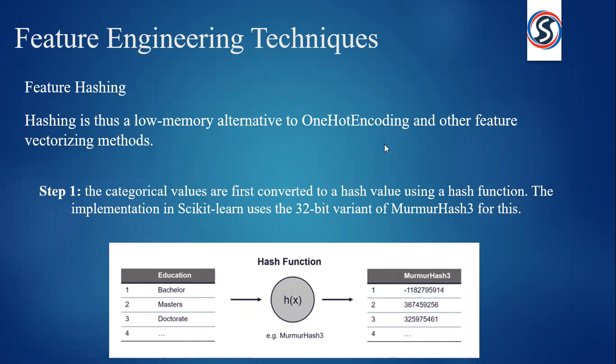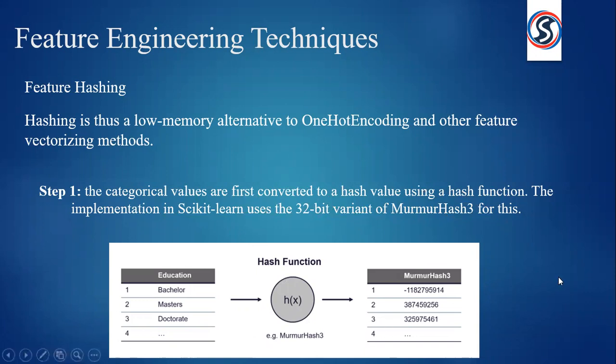Feature hashing has two steps. What does step one say? In step one, the categorical values are first converted to a hash value using a hash function. With that hash function, it is going to convert it into the hash value. For the implementation, the scikit-learn library uses a 32-bit variant of MurmurHash3. We have this particular function to do it, and by using this, we do the feature hashing.